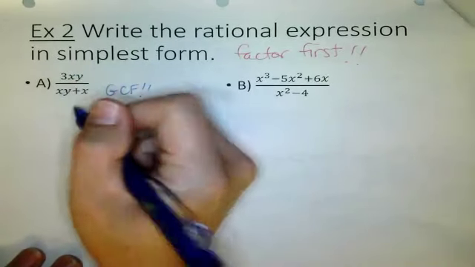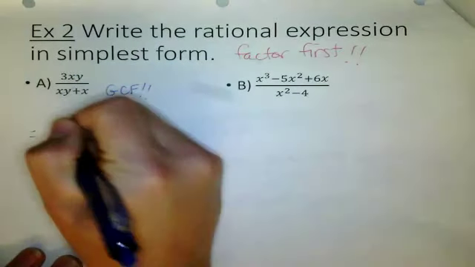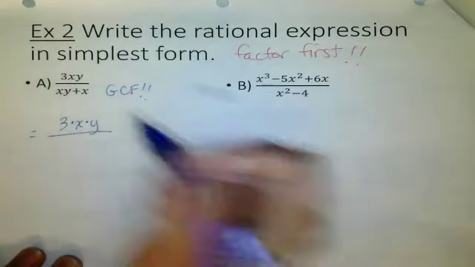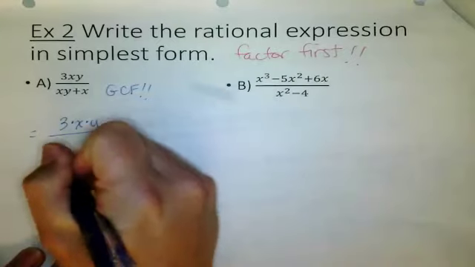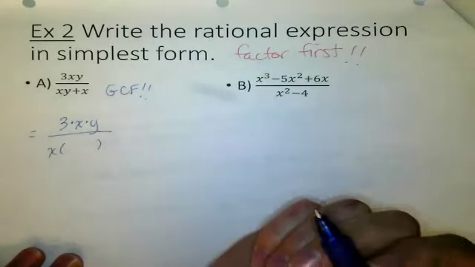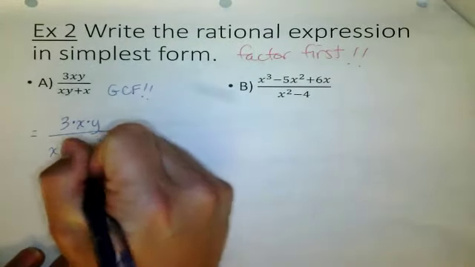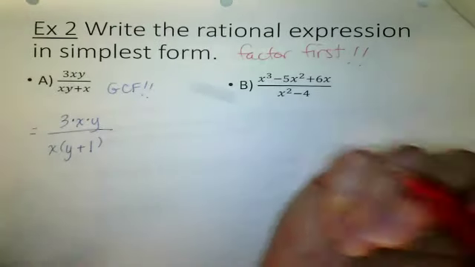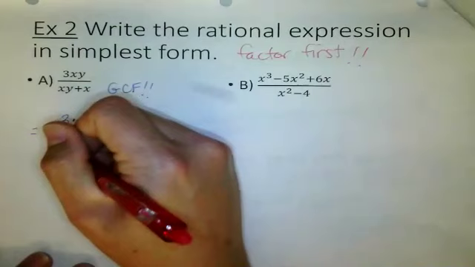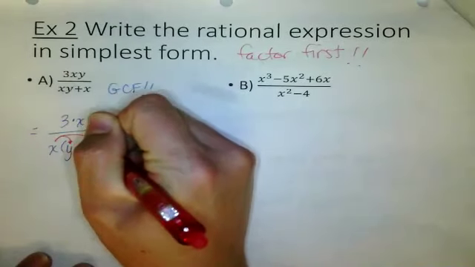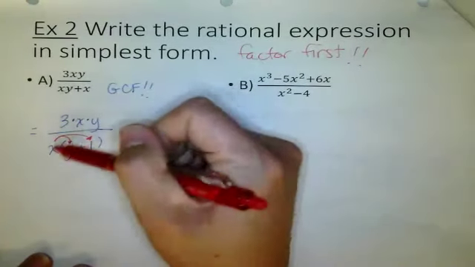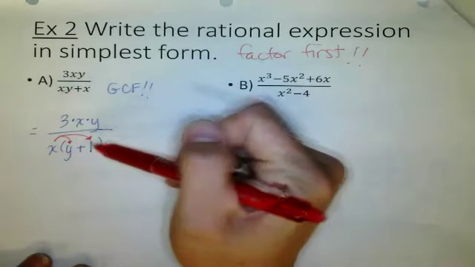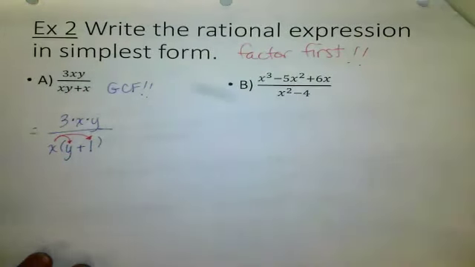All right. So in the denominator here, this is 3 times x times y on the top. And what's the GCF in the denominator? X. And if I take out the x, what's left behind? Y plus 1. Very good. Taking out the GCF can be hard for some. If you have trouble with it, all you need to do is redistribute to make sure you did it right. So x times y is xy, and x times 1 is x, so we know we did it correctly.